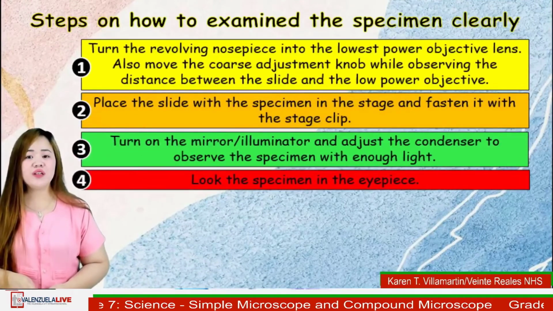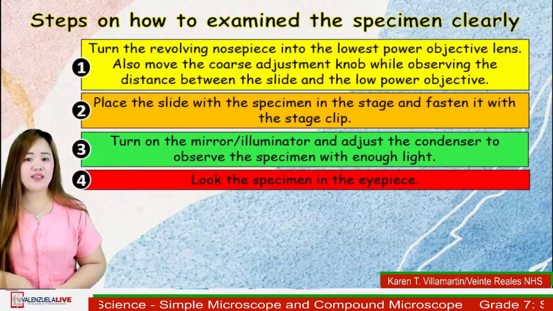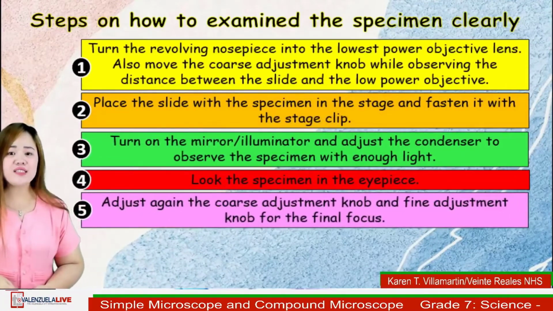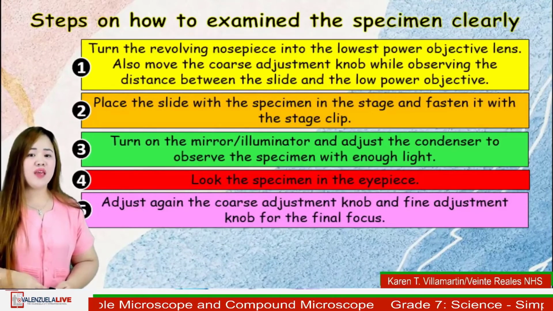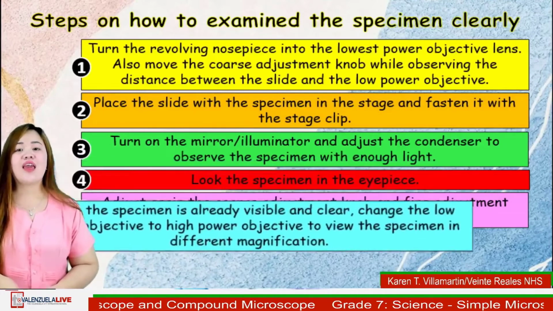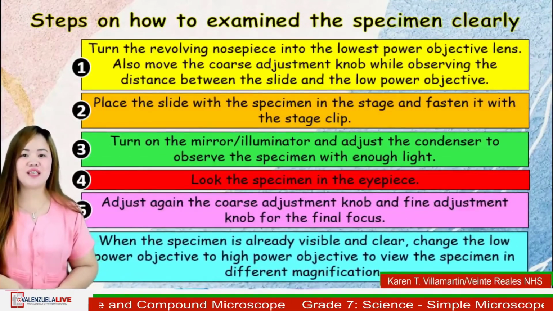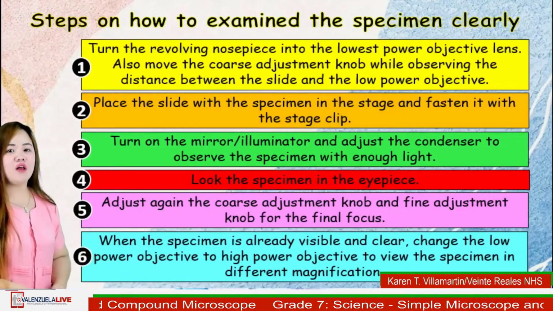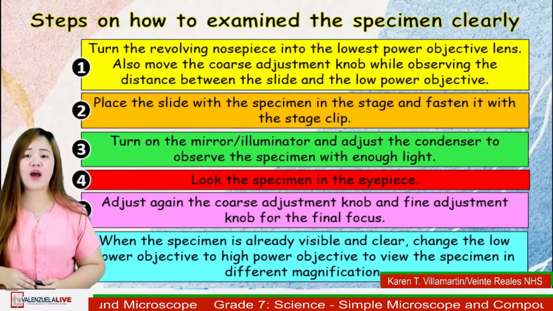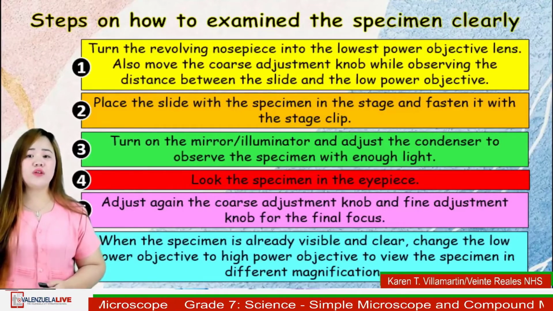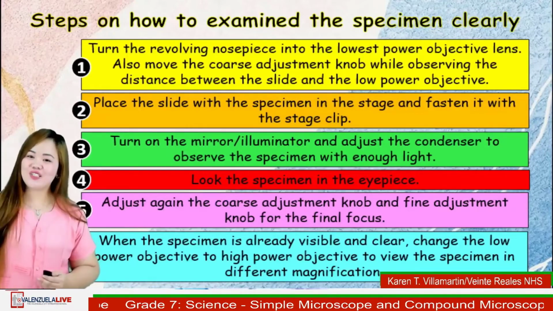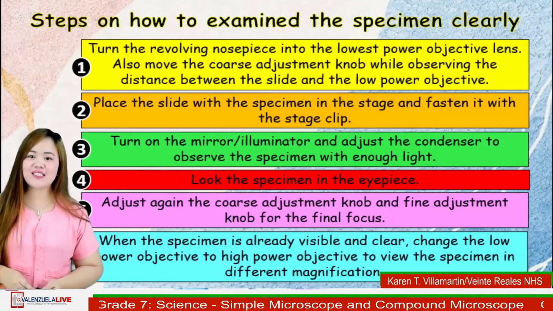Step 4. Look at the specimen in the eyepiece. Step 5. Adjust again the coarse adjustment knob and fine adjustment knob for the final focus. And lastly, step 6. When the specimen is already visible and clear, change the low power objective to high power objective to view the specimen in different magnification. Great job! You got all the correct answers.